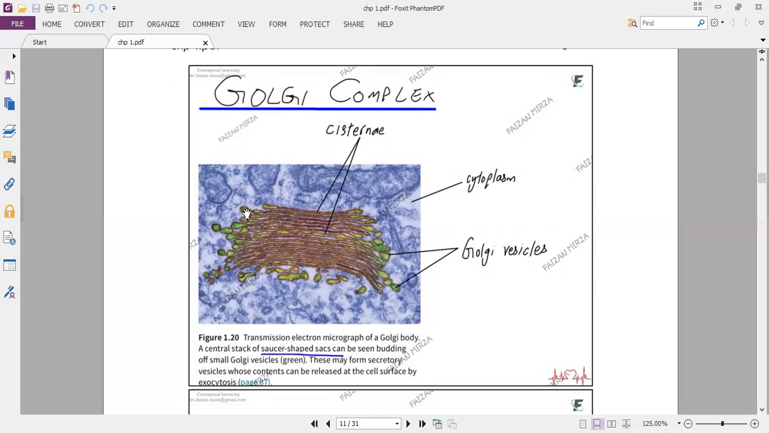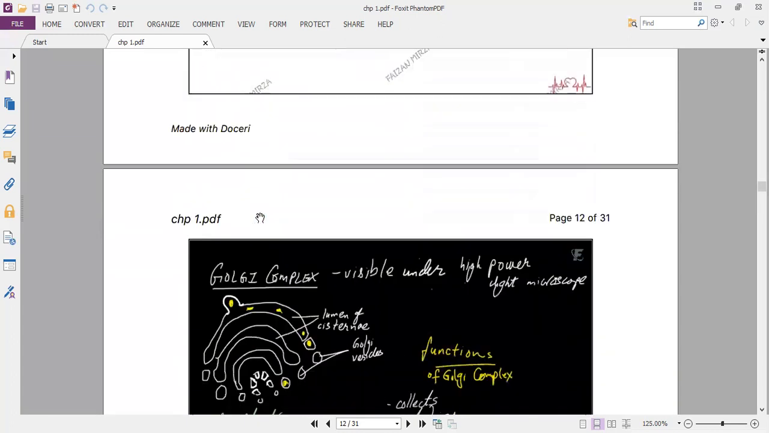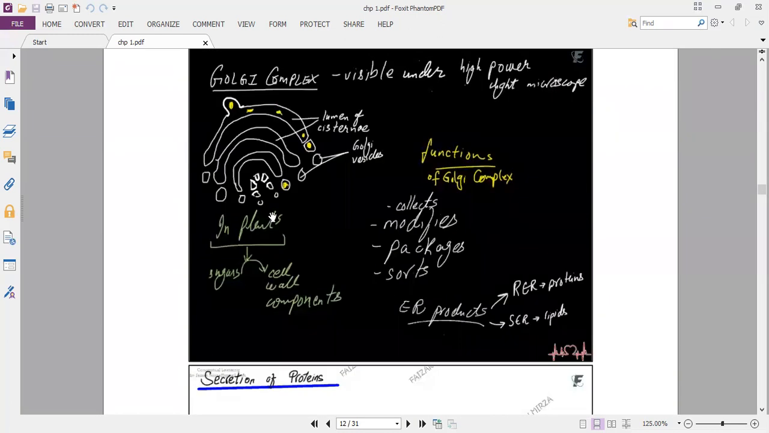Golgi allows modification, sorting, packaging, and transport of the products of rough ER and smooth ER to different parts of the cell. So you can see this vesicle, it just fused with the cisternae of Golgi, delivered the product of ER, either the rough ER or the smooth ER, to the Golgi.